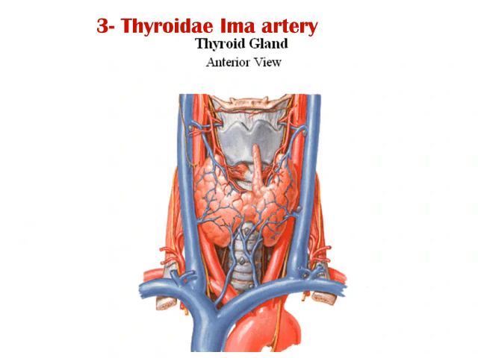The last artery is called the thyroidea ima artery. If this artery is present, it may originate either from the arch of the aorta or from the brachiocephalic artery. This artery ascends in front of the trachea and supplies the isthmus.